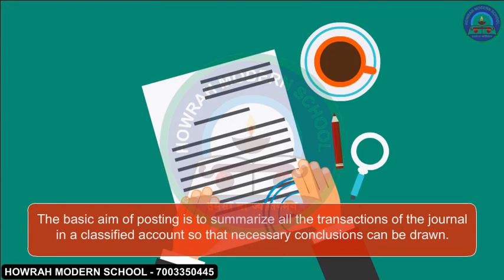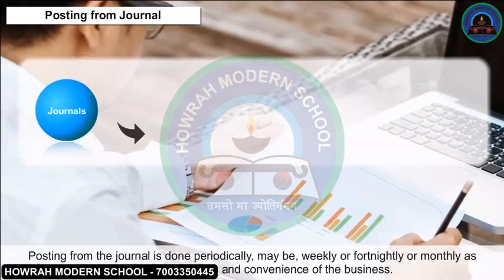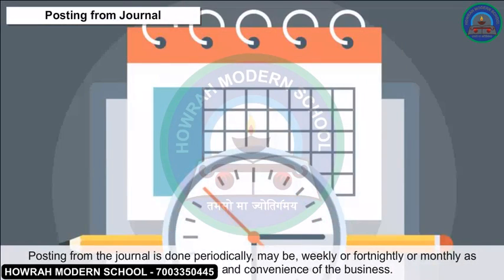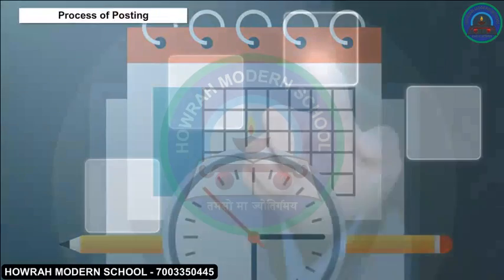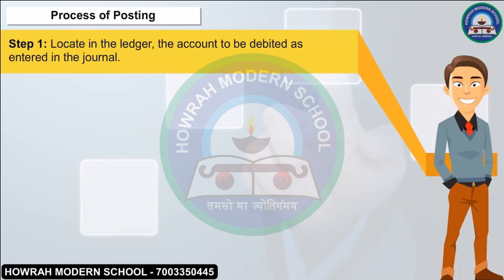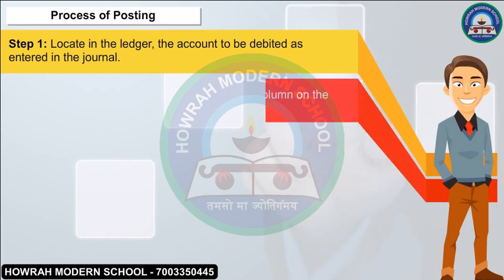Posting from journal. Posting from the journal is done periodically, maybe weekly or fortnightly or monthly, as per the requirements and convenience of the business. Process of posting. The complete process of posting includes Step 1. Locate in the ledger the account to be debited as entered in the journal. Step 2.